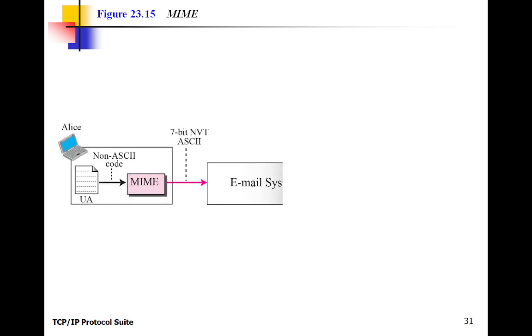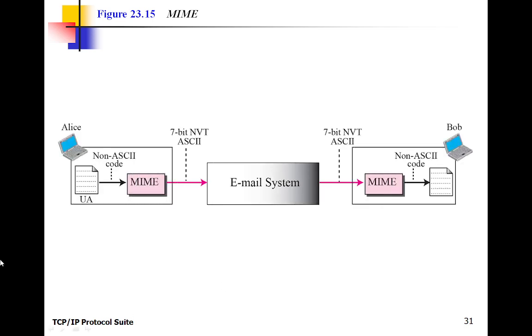So this is the diagrammatic representation. From the client side, the user agent can have non-ASCII type messages. By using the MIME protocol, they are converted into 7-bit ASCII code format. The email system is responsible for converting the non-ASCII to ASCII code format. At the receiver side, we do the reverse operation.